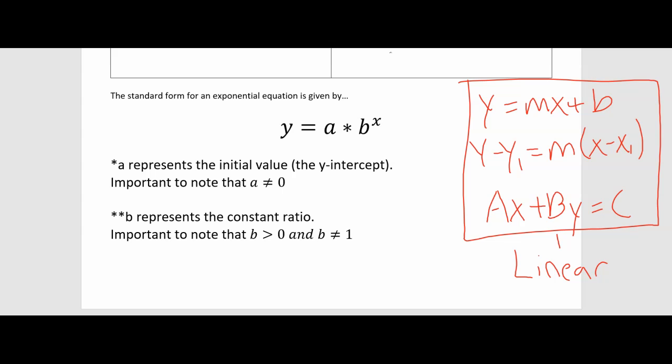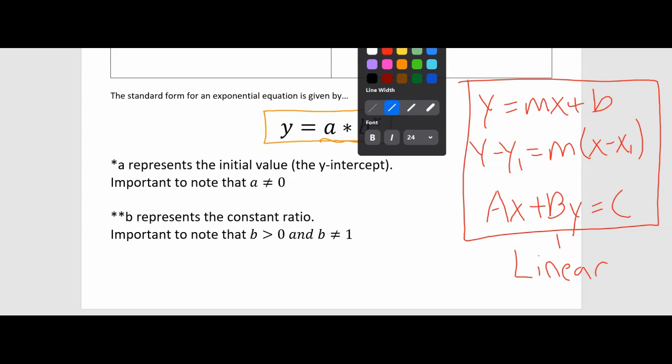What we're going to realize is that these letters right here don't always stand for what they did in linear equations. So here's what I mean. The standard form for an exponential equation is y equals a times b to the x. Well, a actually represents the y-intercept here, or what we call the initial value. It's important to note that a will not be 0. Now, you can have exponential functions where the y-intercept is 0. We're not going to look at those in this class, though. So we're going to take a very basic approach to exponential functions by just working with an equation that looks like this, and the a will never be 0 here.